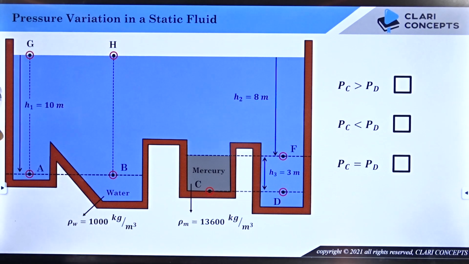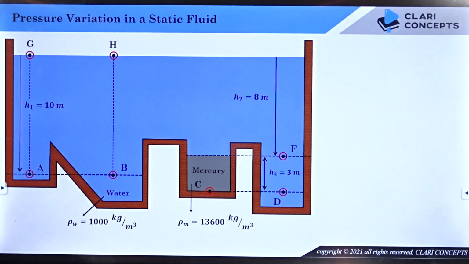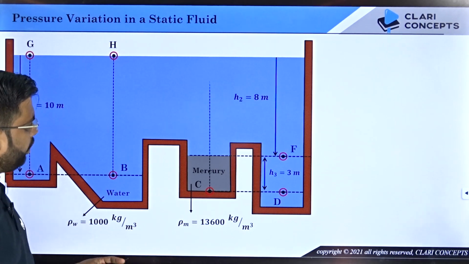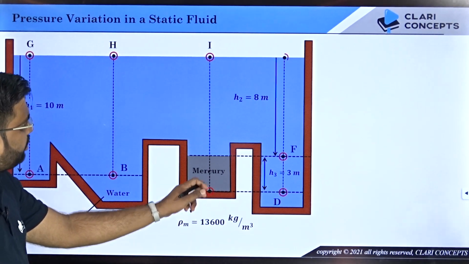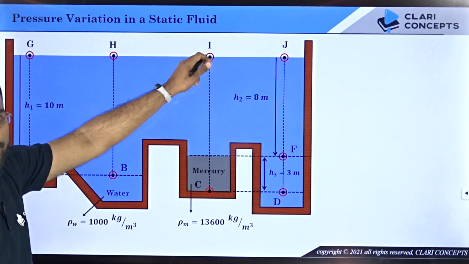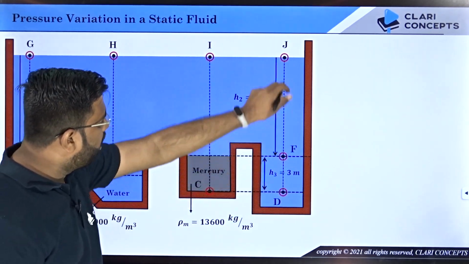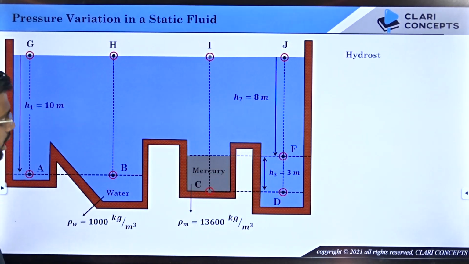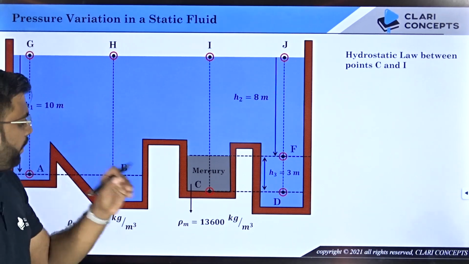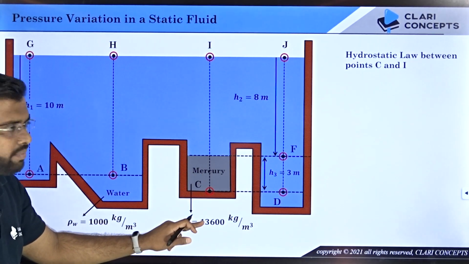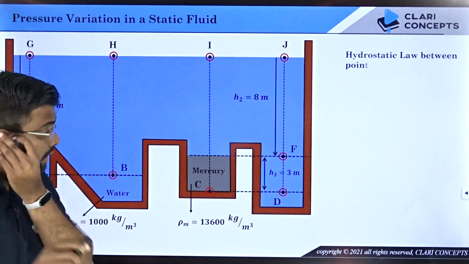Let us identify the answer. Again, here also we will calculate the pressures at both these points and then we will conclude. So, firstly I will calculate pressure at point C. So, for that I will project a point I on the surface of water above C and also a point J on the surface of water above D. Now, if I want to find the value of pressure at C, I can use hydrostatic law between I and C. Now, look at this carefully.